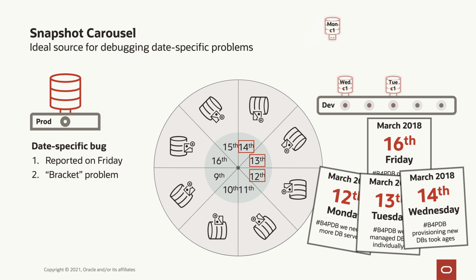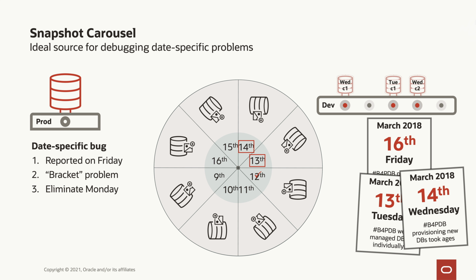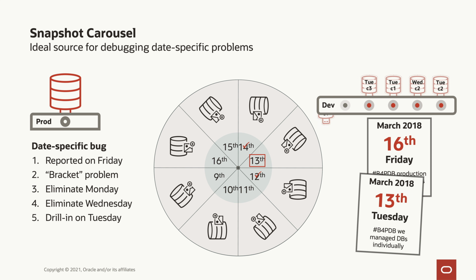We might try a bracketing approach. Take clones from the snapshots from Monday, Tuesday, and Wednesday, and run tests to see whether the problem shows up. The problem was not reproducible on Monday, so we can eliminate that date. Further testing shows that the problem shows up already on Tuesday. Therefore, we can eliminate Wednesday too.